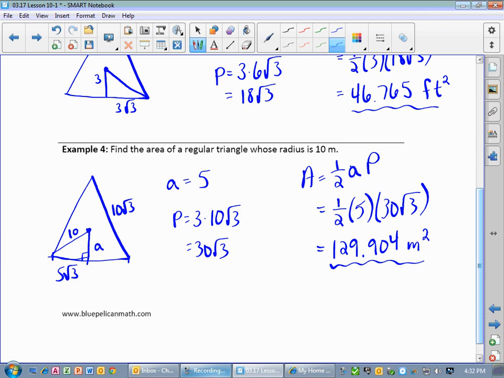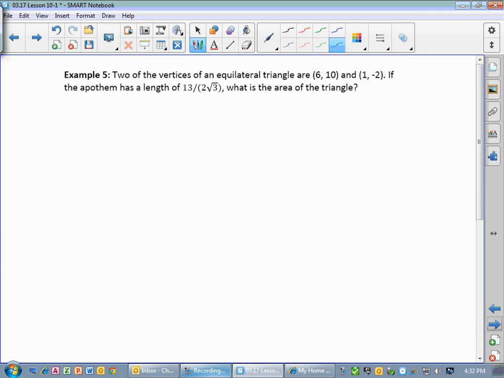Last example. Two vertices of an equilateral triangle are (6, 10) and (1, -2). And the apothem has a length of 13 divided by 2 root 3. What is the area? Okay, so I'm going to draw our triangle again. We know our apothem. I'm just going to call it A because I don't want to write 13 over 2 root 3 too many times.